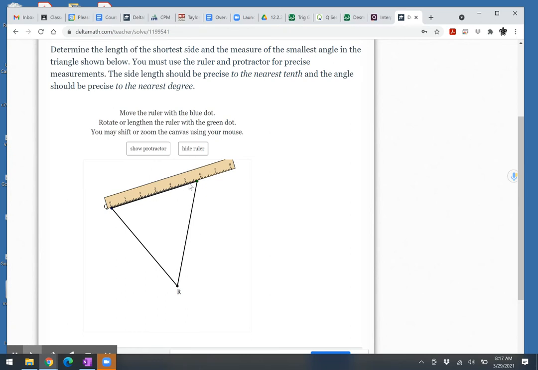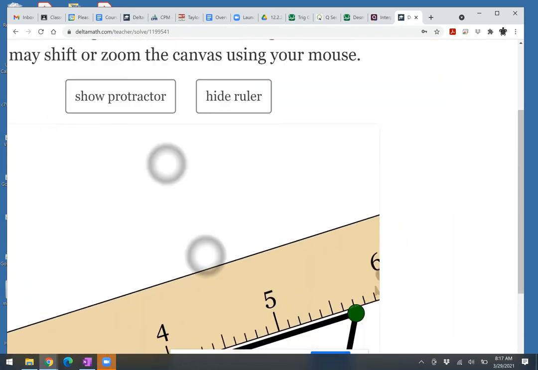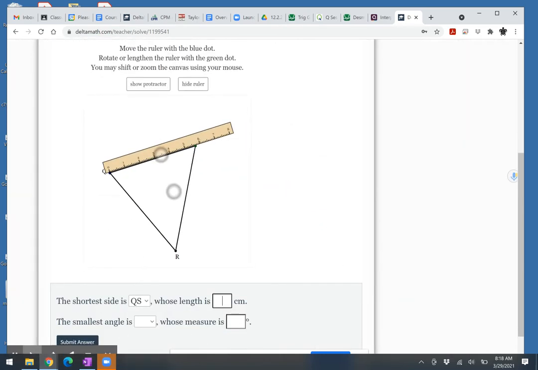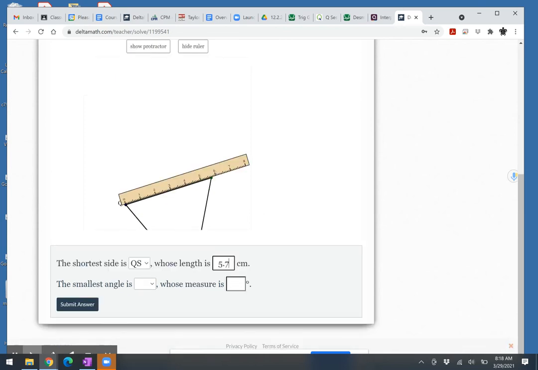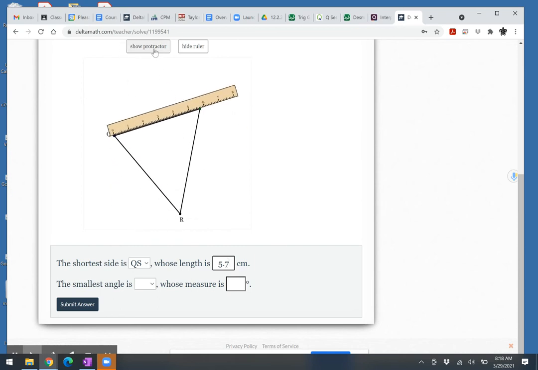oh, these are in centimeters. 1, 2, 3, 4, 5. So that's nice that it's in centimeters because I don't have to divide by 12. Since centimeters are divided up into 10, this is just going to be 1, 2, 3, 4, 5, 6, 7. So it's going to be 5.7 centimeters. Okay, and so then the smallest angle is always going to be the angle that's opposite the smallest side. So this angle at R is going to be the smallest angle.